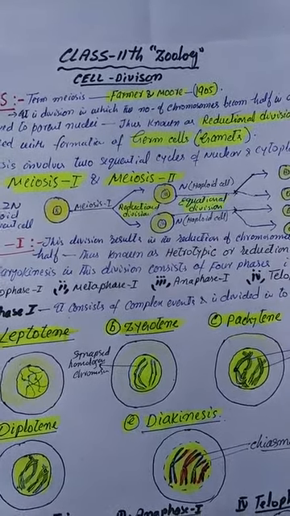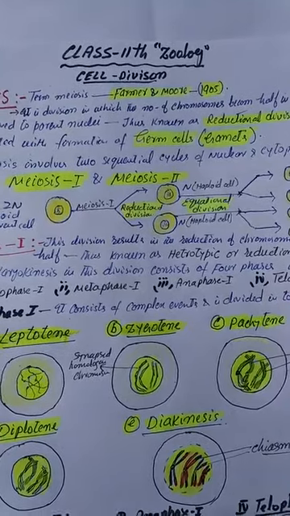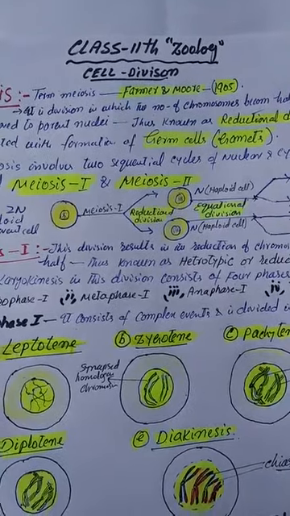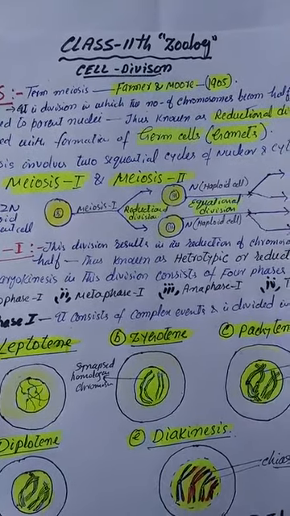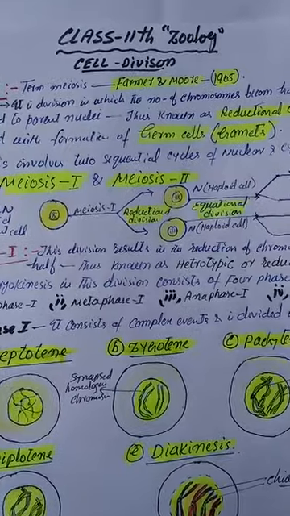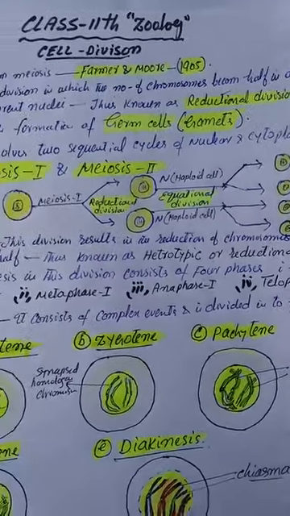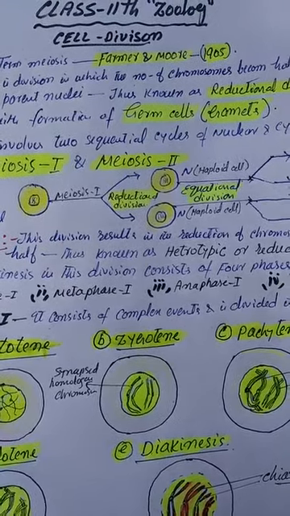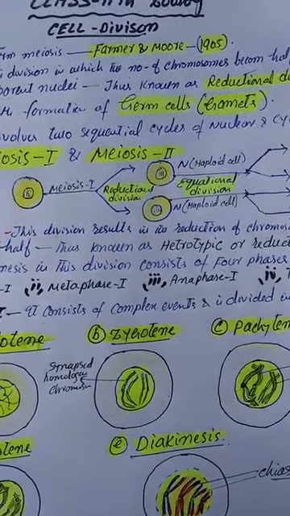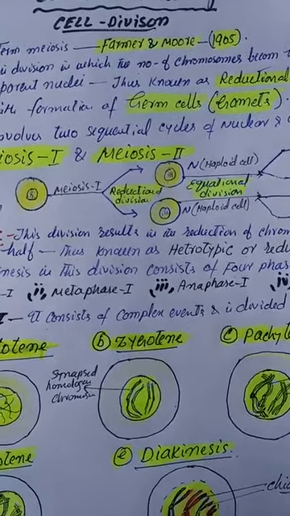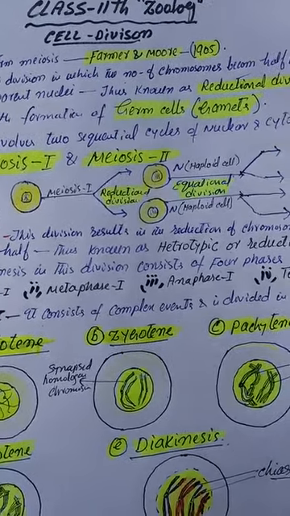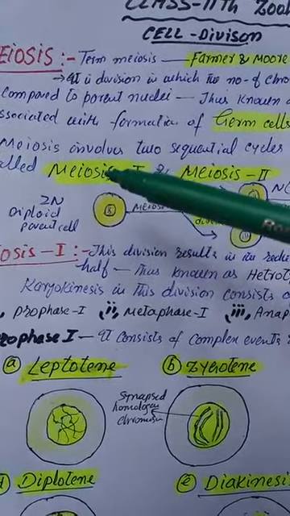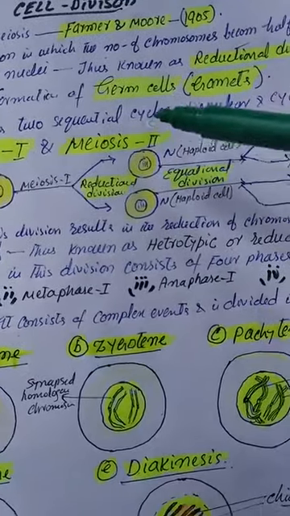Meiosis is a cell division in which the number of chromosomes becomes half in daughter nuclei as compared to the parent nuclei. Thus it is also known as reductional division. It is associated with the formation of germ cells or gametes. Meiosis involves two sequential cycles of nuclear and cytoplasmic divisions, which are known as Meiosis-1 and Meiosis-2.